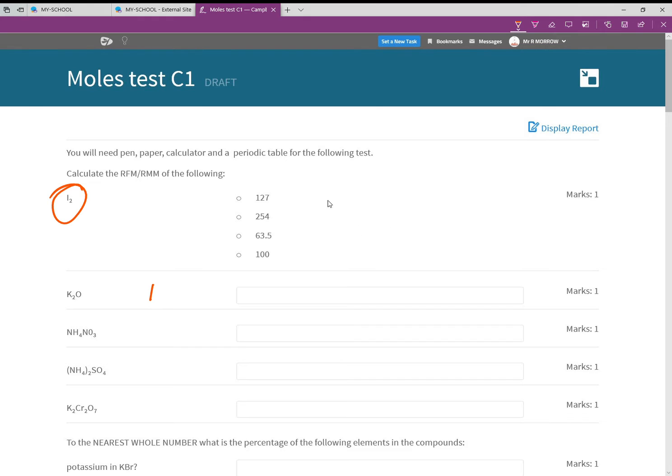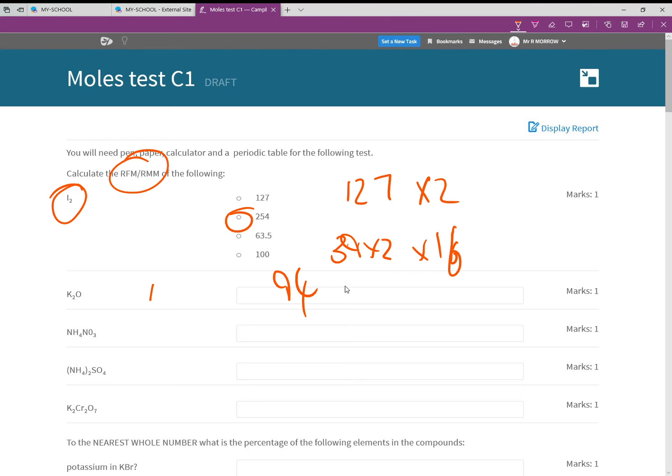We have I2, so we have to calculate the relative formula mass of I2. So the atomic mass of I is 127, and we have to multiply that by 2, of course. We got 254 there. Okay, we did the same for K2O. There's 2 potassiums, which are 39. So there's 2 of those. So it's 2 times 39 plus the 16 gives us an answer of 94 in there.